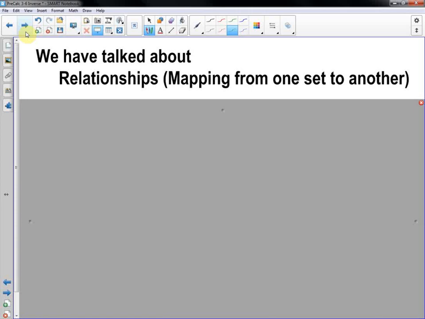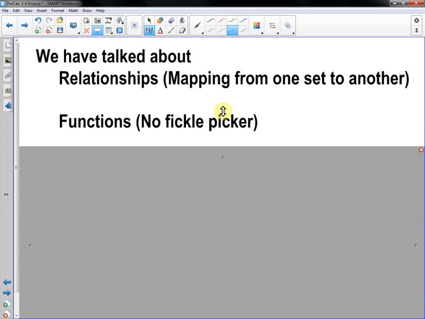Now, where did we go from relationships? After relationships, we talked about a different layer to the same topic, the relationship. How to restrict it a little bit more. Function. We've been talking about this whole time. So functions, which is no fickle picker. And what do we mean by no fickle picker? Every x only has one y value. So it means whenever you have an input, there's only one output that can happen, right?